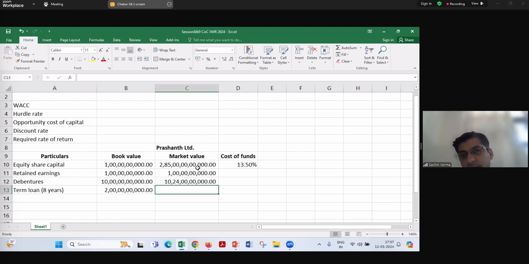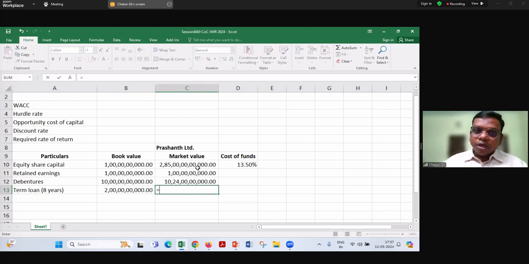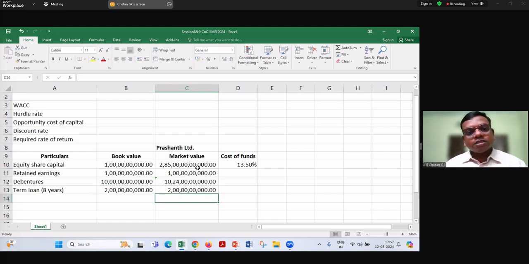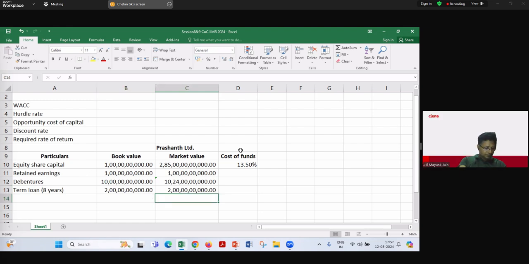And what about the interest? I'll come to that. So what I'm trying to say here is, if you still want to ask me what is the market value of this particular loan, I say that it is equal to book value, because there is no market value at all. It is only for the completion's sake we are writing there. What is the market value and the book value?